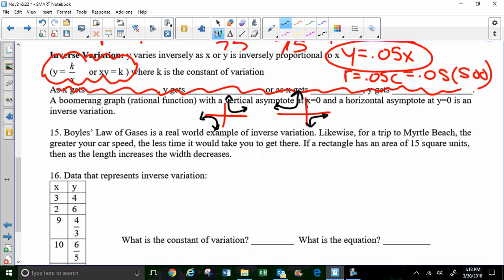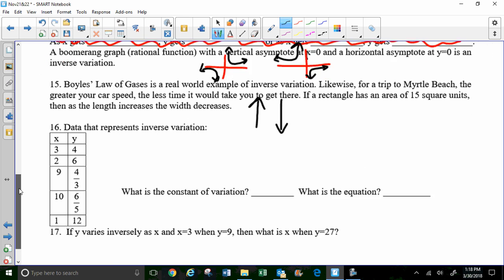Number 15 says, Boyle's law of gases is a real-world example of inverse variation. Likewise, for a trip to Myrtle Beach, the greater your car's speed, the less time it would take you to get there. So they move inversely. So the greater the speed, the less time it would take to get there. Versus, remember, direct, it moves in the same direction.